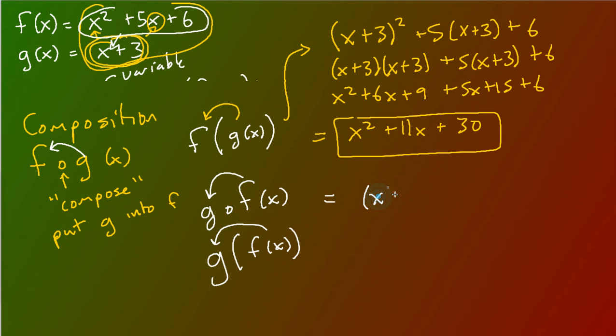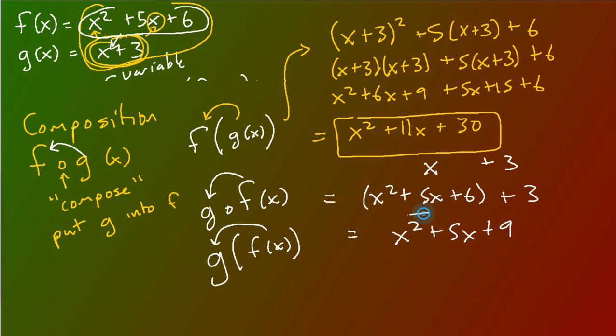That's a little bit easier to do than the one we just did. So x squared plus 5x plus 6, then plus 3. See, g of x was x plus 3, but I replaced x with all of f of x. And then I combine my like terms. And that is g compose f. That takes a little bit of practice, so we'll do another example.